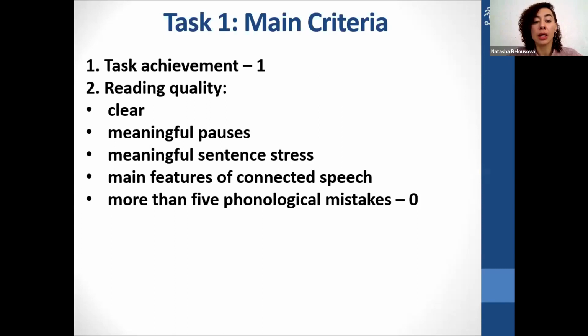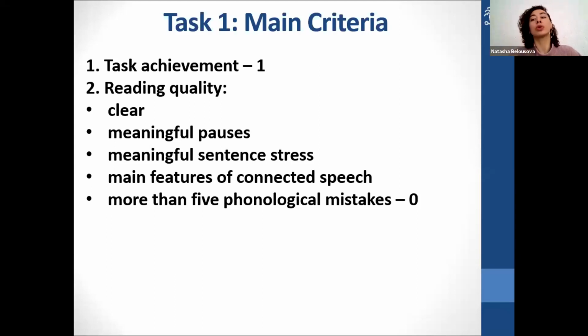Important: a student cannot make more than 5 phonological mistakes in these tasks. If there are more than 5 phonological mistakes, it's a 0 automatically, and experts do count errors. Yeah, we have to.